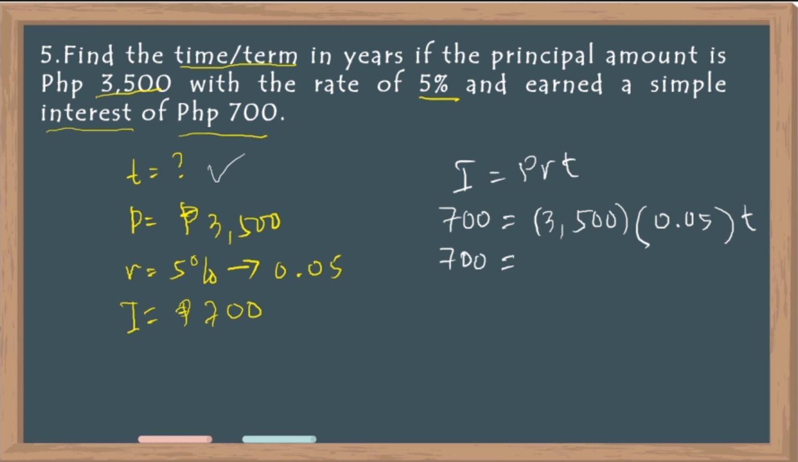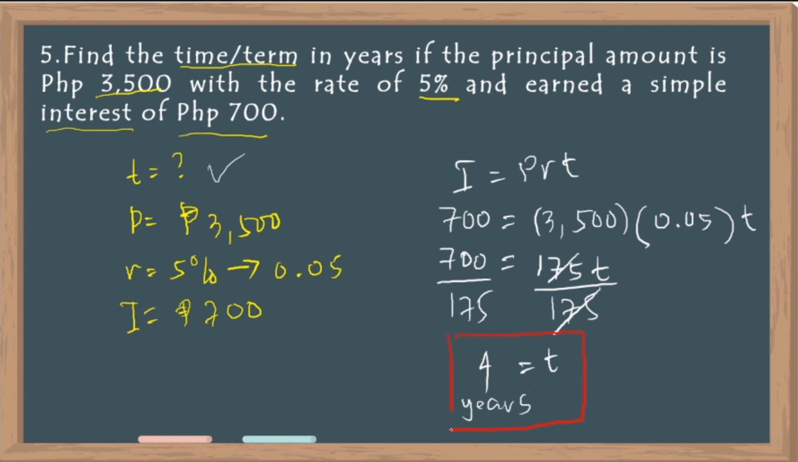You multiply this one. Pag minultiply natin, ang sagot dyan ay 175. Then, copy T. Now, to eliminate 175, okay, divide lang natin yan, both side of the equation by 175. Cancel na natin yan. So, what's our time? That is 4 years. Okay? So, that is our answer, yung kanyang time.